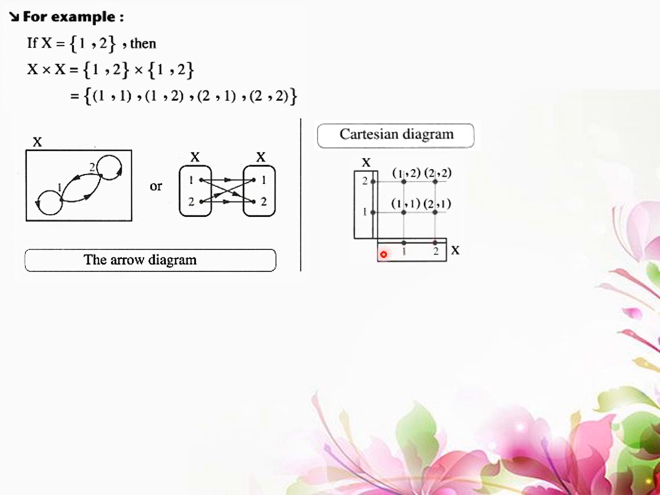Here we will draw a row for x and a column for x, and we will draw lines between them, and the intersection points will be the ordered pairs of x cross x, like this.